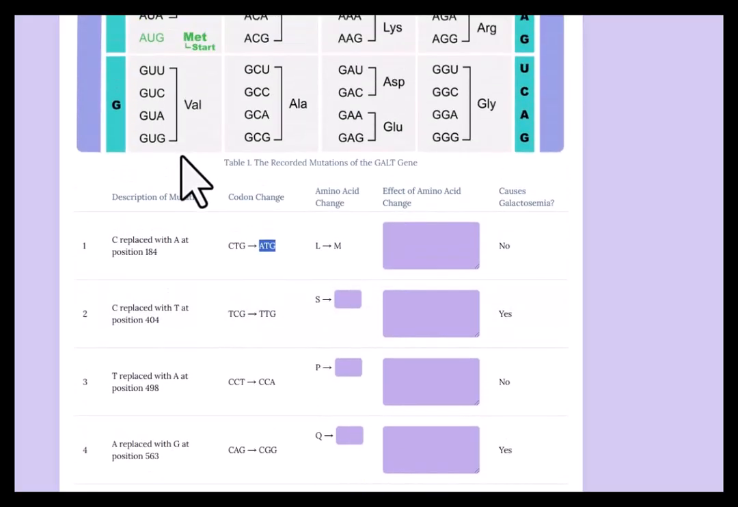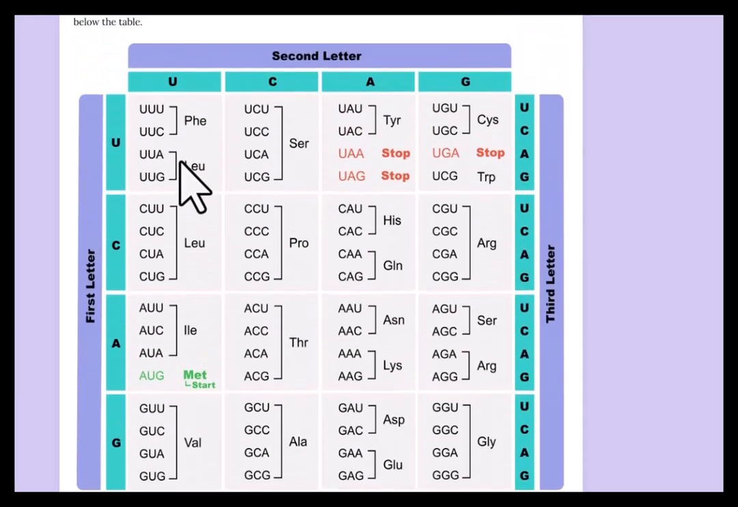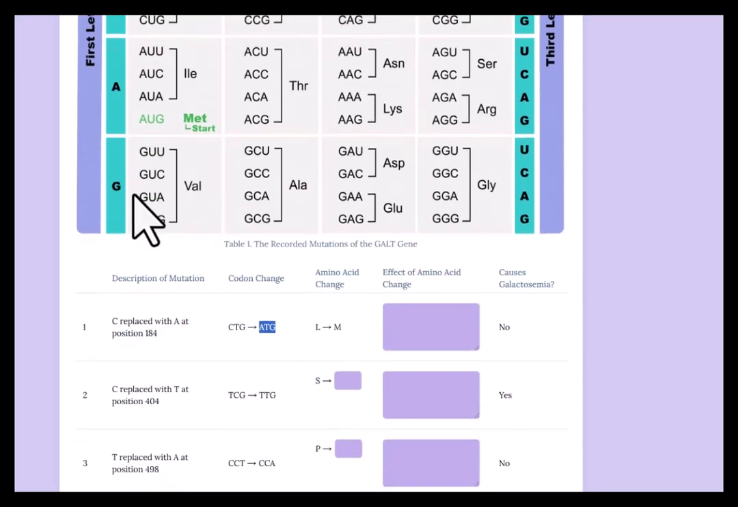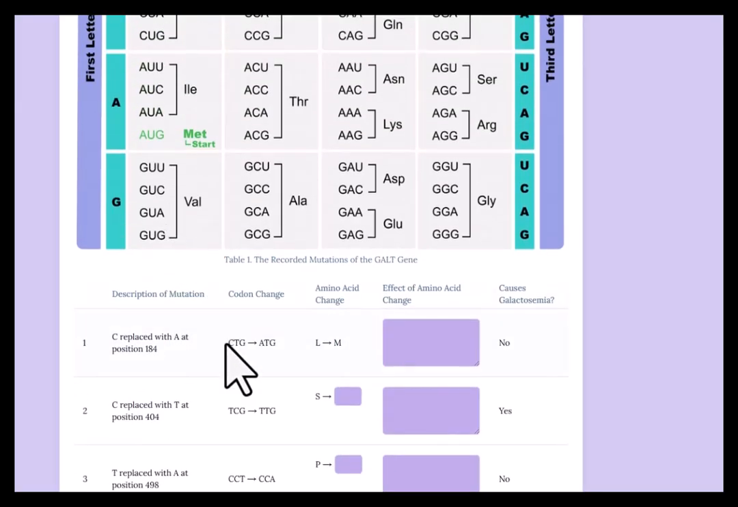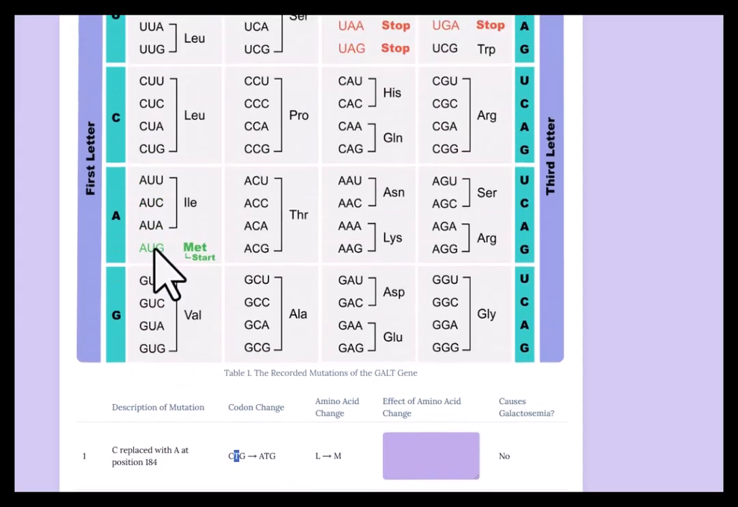So let's go up here to the codon chart. And remember that RNA uses U instead of T. T, thymine, is in DNA. So the DNA code is going to have T in it. But for all intents and purposes, in RNA, you're just going to replace the T with U. Now, I know that seems extra complicated, but I'm sorry, that's just the way it is.